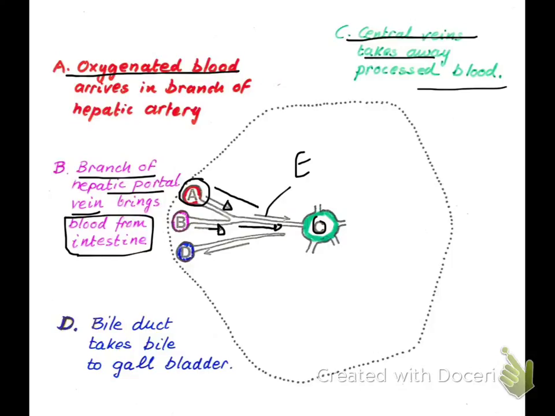Okay, D is the bile duct. The bile is formed in the hepatocytes and then drained into the bile duct, and the bile duct takes the bile away to the gallbladder in the opposite way that the blood passes into the liver, okay, in the opposite way.